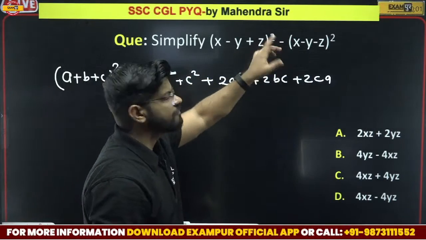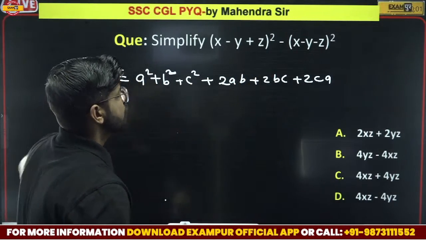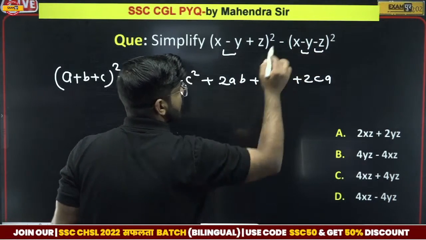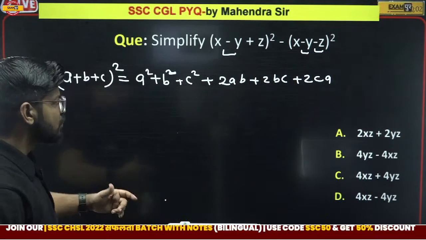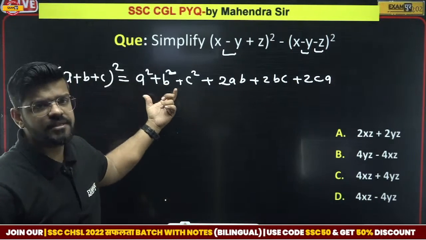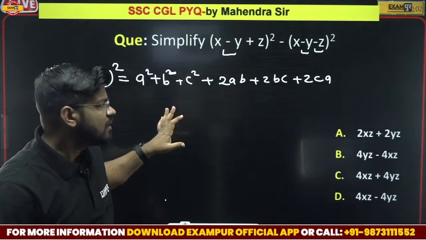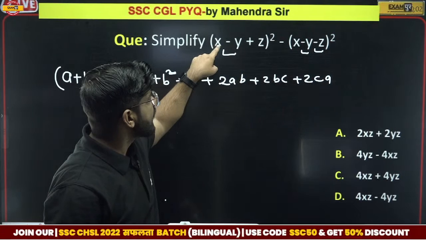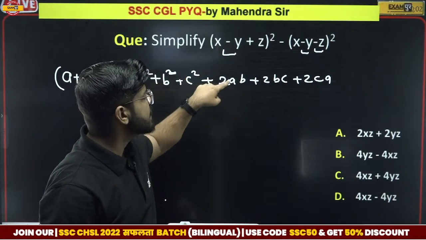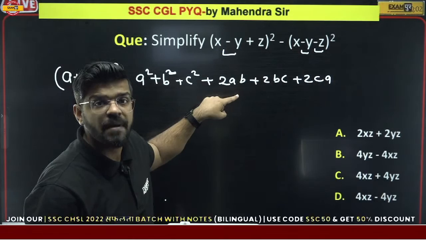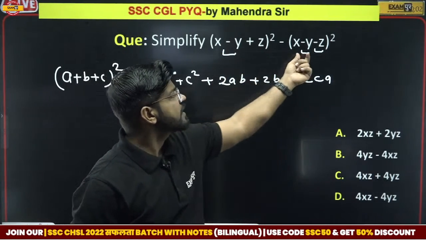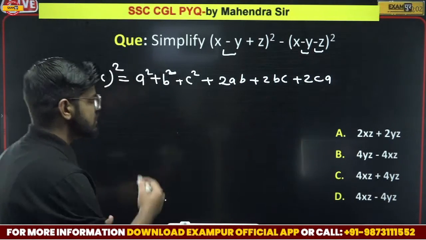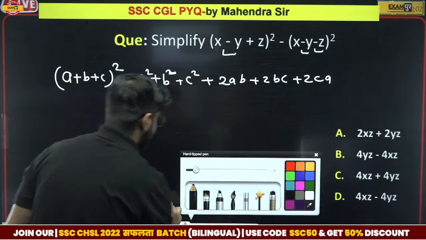Now we have two different types of situations here. First situation is that y is negative, and here both y and z are negative. When we square these terms, this will give a positive result. But when we multiply these terms, x into y will be minus 2xy. And when we write minus y and minus z, this will give plus. So accordingly we have to write the formula.